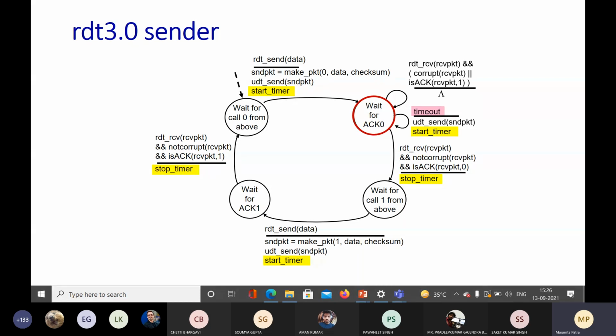Okay, now this is happening before the timeout. If it is receiving something before the timeout, and it is not the correct one, it is not taking any action at this point. It is simply waiting for the correct acknowledgement. Only after the timeout will it resend the packet. All right. So the same thing happens in this case also, when you are waiting for call 1 from above. If a packet is received and it is not correctly received, then you again take the same set of actions.